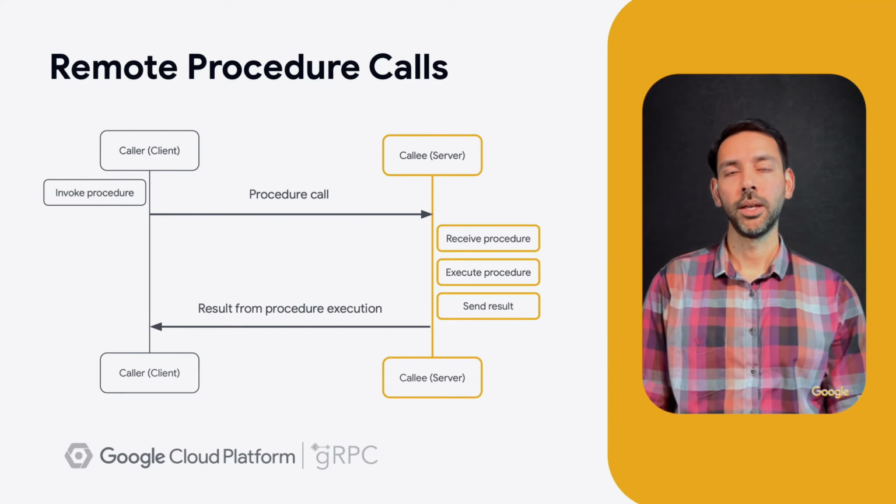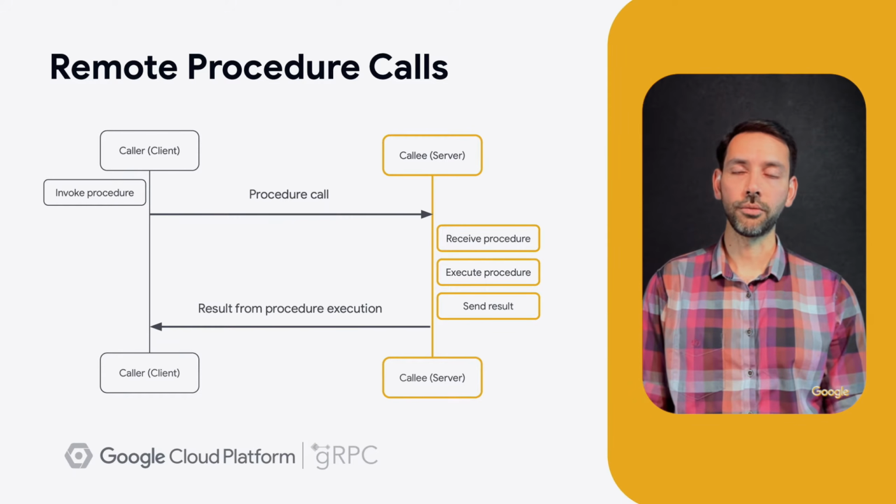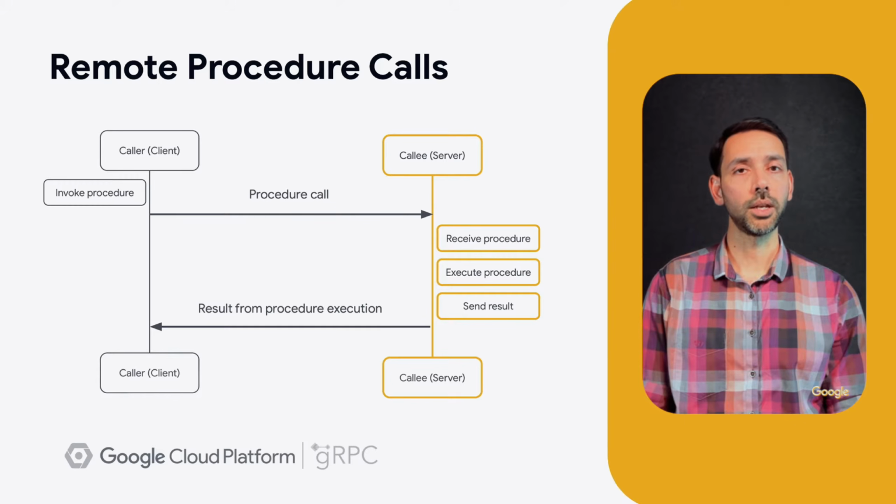What is gRPC? But before that, what is an RPC? An RPC, or a remote procedure call, is a way for one program to call a function that gets executed on another program. The called function might execute in a different process on the same machine or on a different machine reachable via the network.